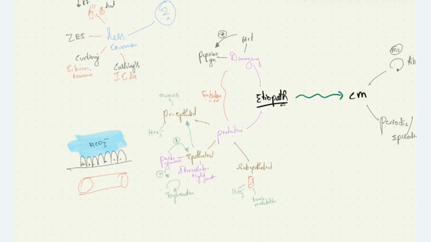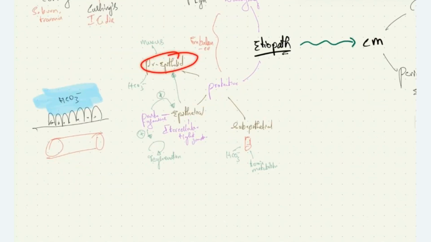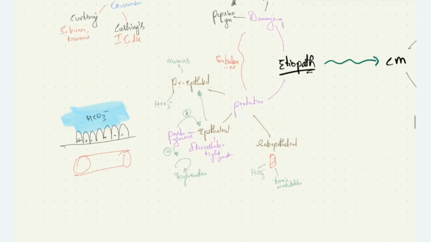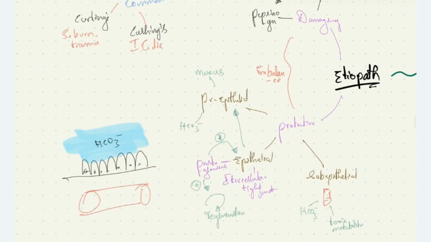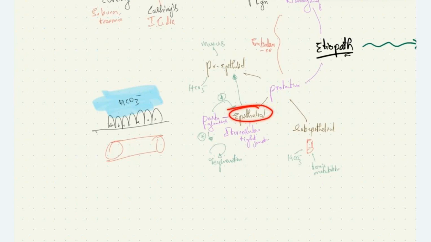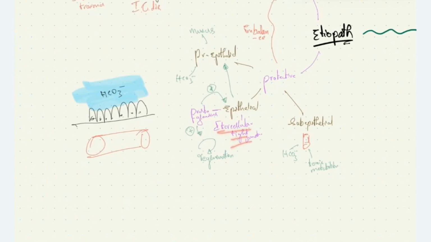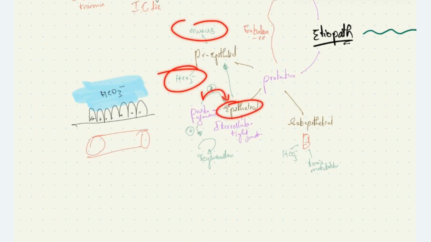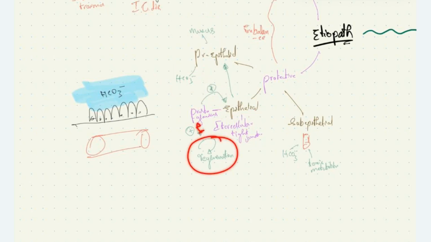The protective factors are, we have pre-epithelial protective factors, epithelial protective factors, and subepithelial protective factors. The pre-epithelial protective factors are mucus and bicarbonate, which are secreted from foveolar cells or the epithelial cells of the stomach. The epithelial protective factors are intercellular tight junctions and prostaglandins. The prostaglandins in turn stimulate the secretion of bicarbonate and mucus from the epithelium, and also the prostaglandins will cause the regeneration of epithelium.